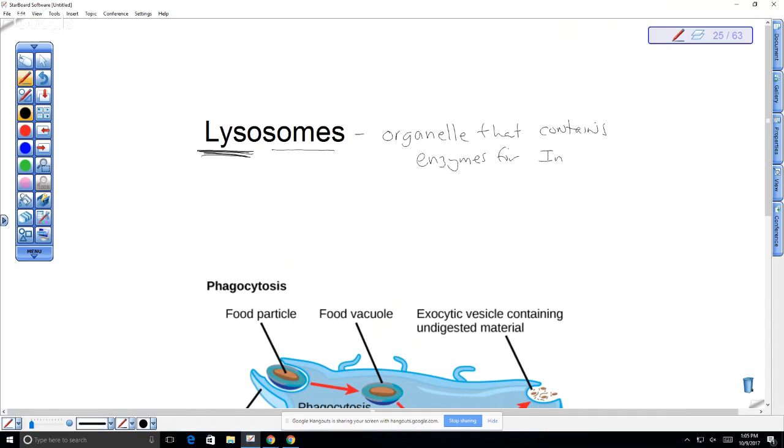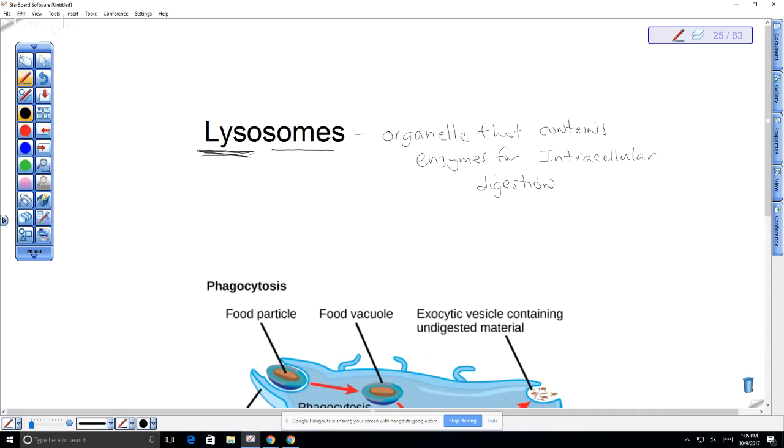For what we are going to call intracellular digestion. So this is inside the cell. If you think about single-celled creatures like amoeba, they have to have some way of getting energy and nutrients into their body. And so they simply surround the food and take it into a vacuole, a food vacuole, and then they digest it using the lysosomes. And so the lysosomes are really important in this function.